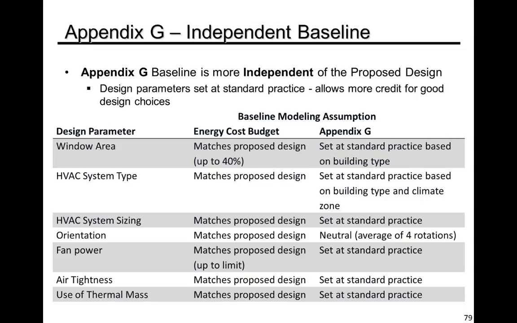HVAC system sizing is set at standard practice as well in the baseline. I believe it's 20% oversizing for heating and 10% oversizing for cooling. Orientation is set neutral. So what you do is you rotate the baseline 4 times and you take the average energy use of that baseline to get the baseline. Fan power is also set at standard practice, so a certain number of horsepower per CFM of supply air. Air tightness is set at standard practice. Use of thermal mass, same thing, set at standard practice.